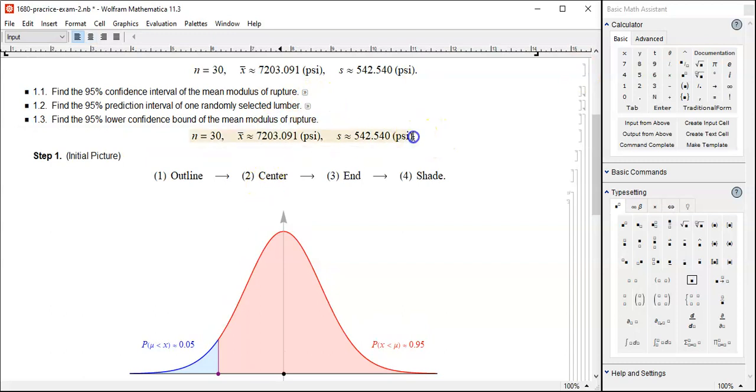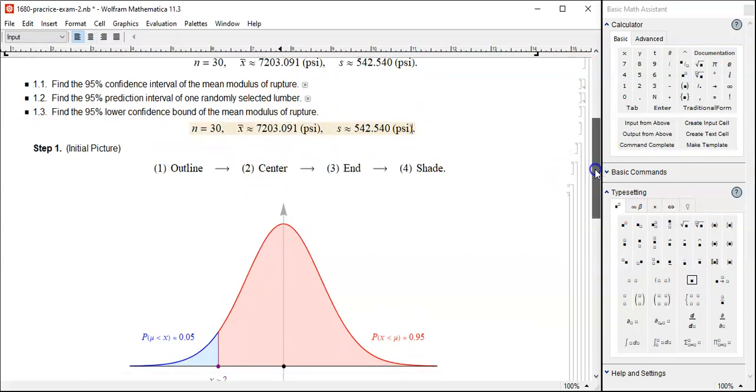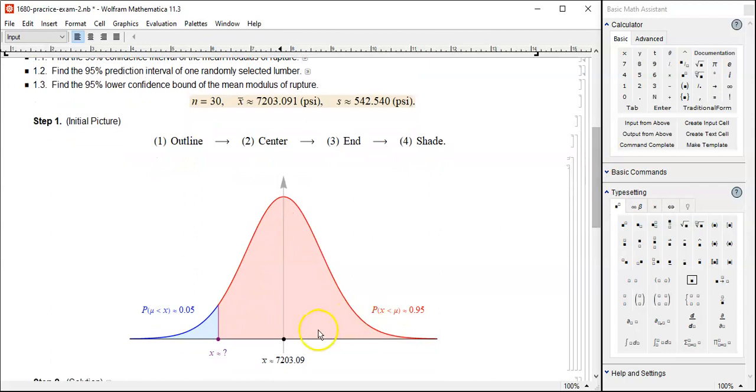Okay, this is a sample statistic. And then we have the picture. And then the center is 7,203.091 psi. And then the end is something we have to find out. Only the lower end matters here because we are looking for lower confidence bound. This is for 95%, so this part all the way toward the right hand side is 95% of total. So the other 5% will show up here in the blue part.